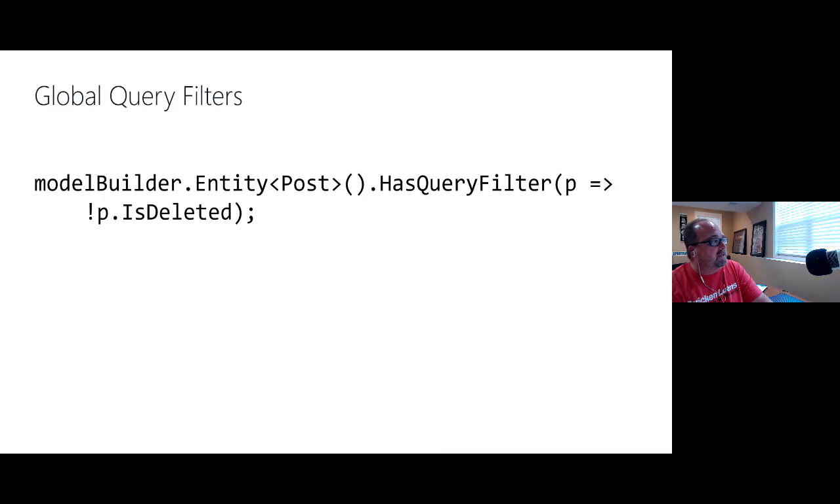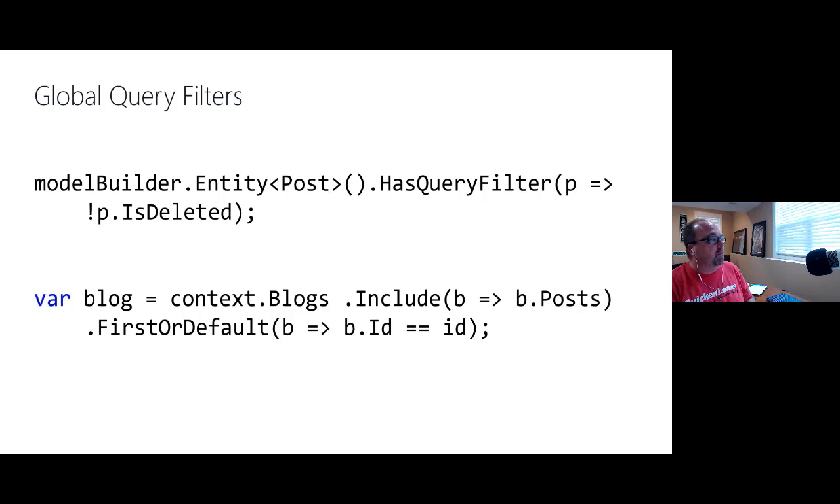So global query filters. I have code examples for this, but I'll quickly go through this. When you're building your DbContext, you can put filters that will override and be included in all SQL statements, or all SQL that goes across the wire. So in this case, I have a query filter, and I'm going to say that for all posts that are deleted, do not allow any of those deleted posts to be brought back through any queries.